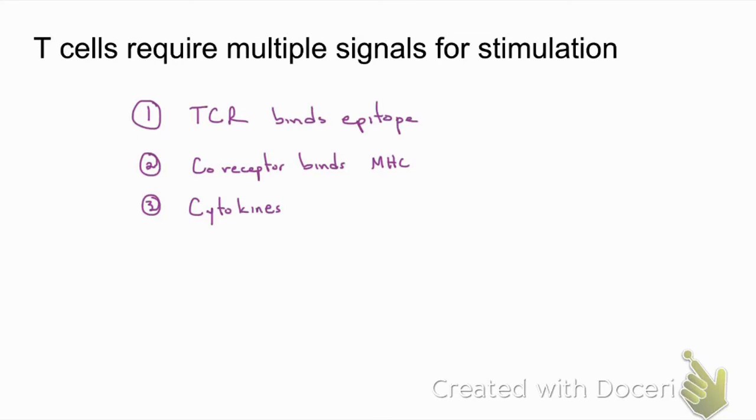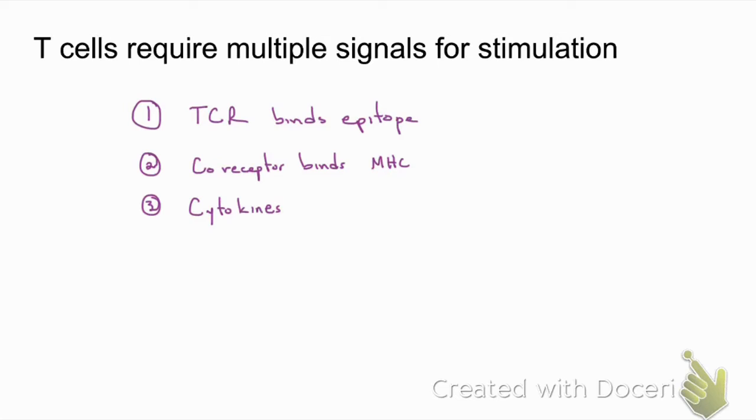Now, in the next few slides, we are going to talk about how T helper and T cytotoxic cells are activated. But there is a common theme that I want you to pay attention to here, and that is that T cells really require 3 signals in order for their full activation. The first is that the T cell receptor must bind to an epitope. This is kind of like the binding between a PRR and a PAMP.